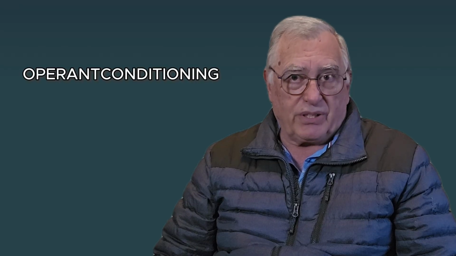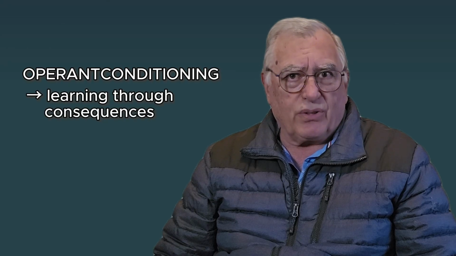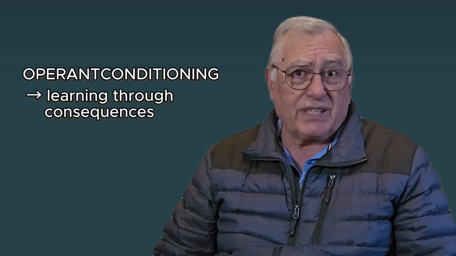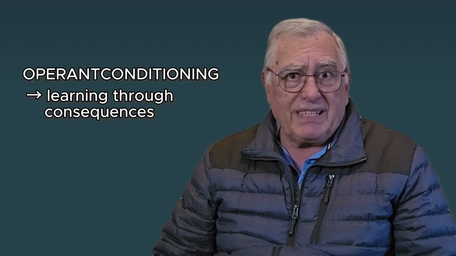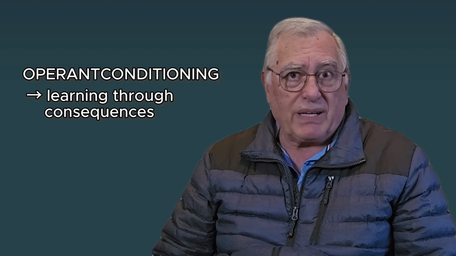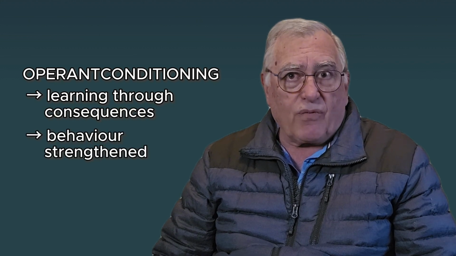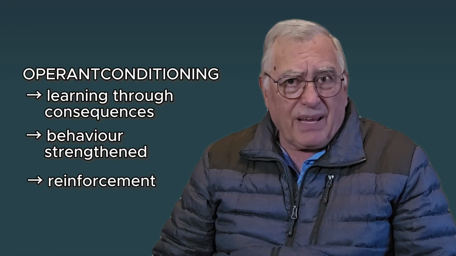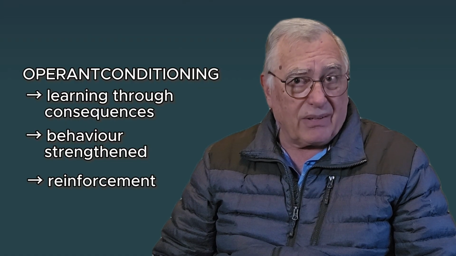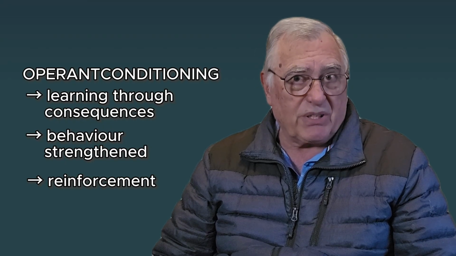Now to operant conditioning. Operant conditioning is learning through consequences, and consequences can be good or bad. So if a behavior leads to a pleasant outcome, it becomes more likely to occur again. This strengthening of behavior is called reinforcement. If a behavior leads to an unpleasant outcome, it becomes less likely to occur, and this is punishment.